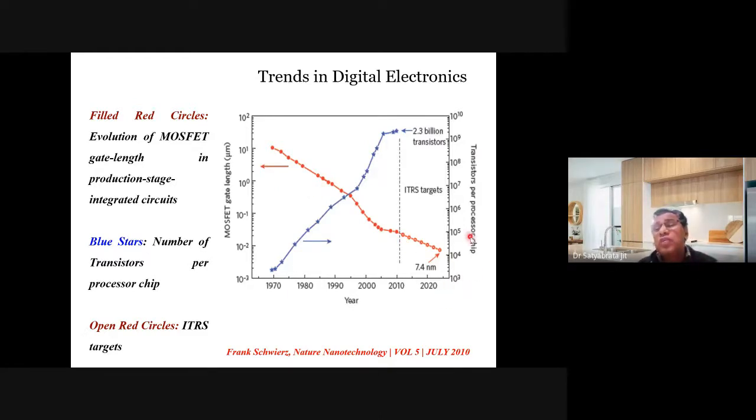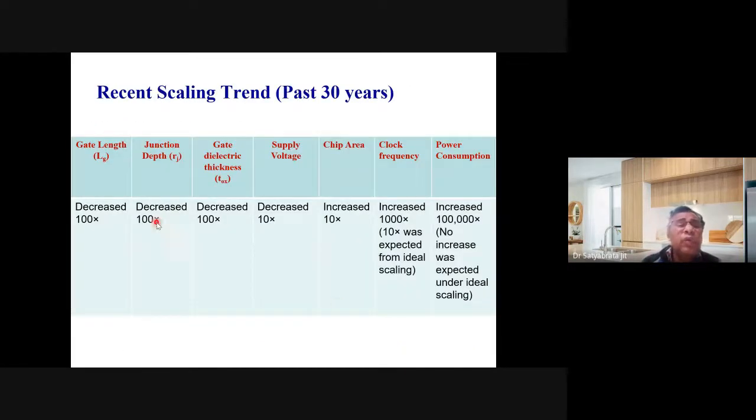And transistors per processor chip, we have reached around 4 billion to 4.5 billion at present. Now, gate length has been decreased by 100 times. Junction depth has been decreased by 100 times. Gate dielectric thickness has been decreased by 100 times. Supply voltage has been reduced by 10 times. Chip area has been increased by 10 times, because of the complexity of the circuit in complex microprocessors.